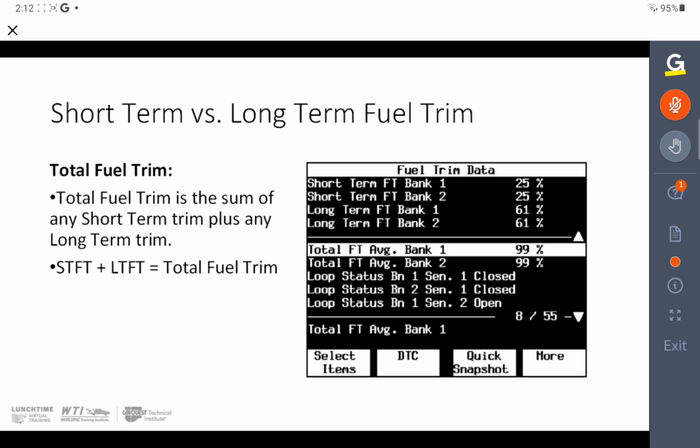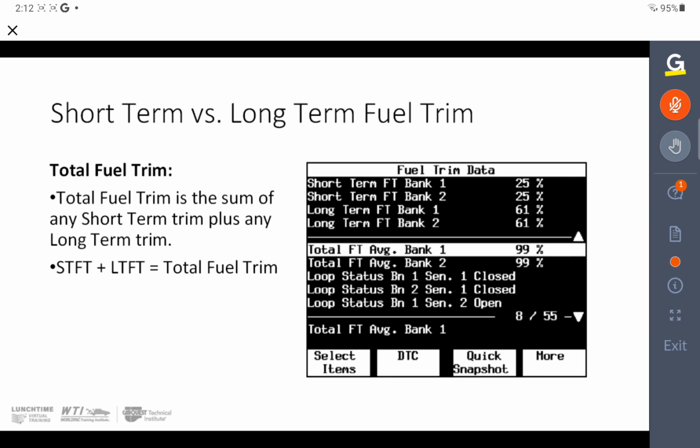Total fuel trim is actually a combination of short-term fuel trim and long-term fuel trim. This picture right here is showing fuel trim. At the top part of it, it's showing fuel trim data. This is live data that was going on with this vehicle at the time. You can see short-term fuel trim for both bank 1 and 2 are at 25%. Long-term fuel trim for bank 1 and 2 are at 61%. And that's immediately what was going on at the time.